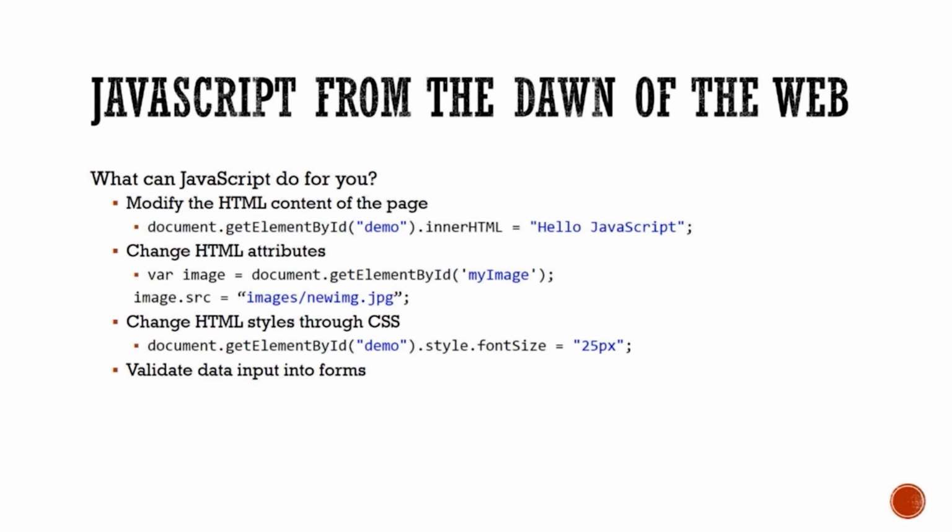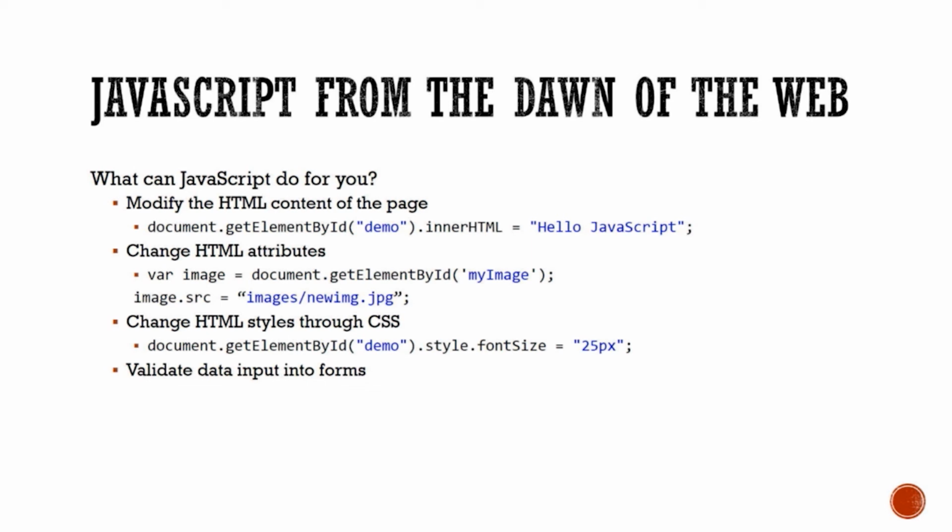Here again, we have document.getElementById. We're looking for an element that has the ID of demo. Then we're accessing the style property, and we're changing the font size. And the font size is now going to be equal to 25 pixels. And so we are increasing the font size, once again, using an assignment operator.